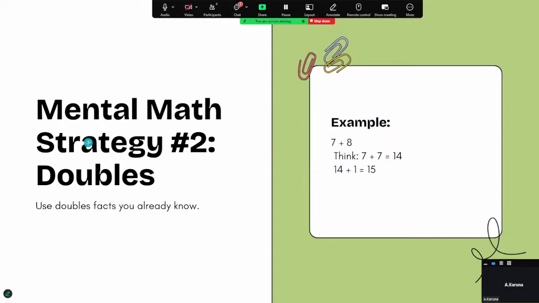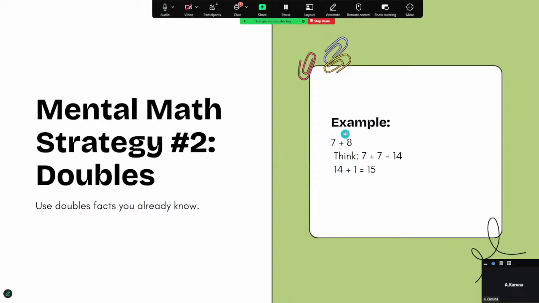So mental math strategy number 2 is doubles. So we know doubles facts like 5 plus 5 is 10, 6 plus 6 is 12, 7 plus 7 is 14, 8 plus 8 is 16, 9 plus 9 is 18, 10 plus 10 is 20. So those are double facts.